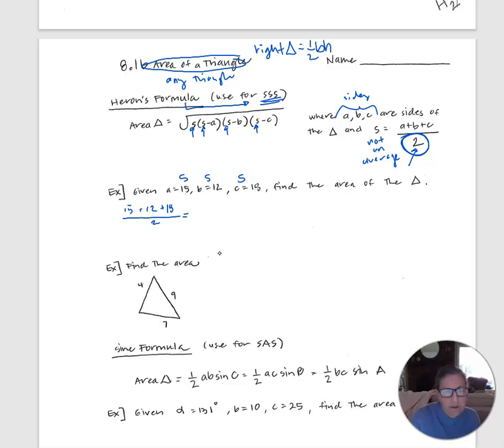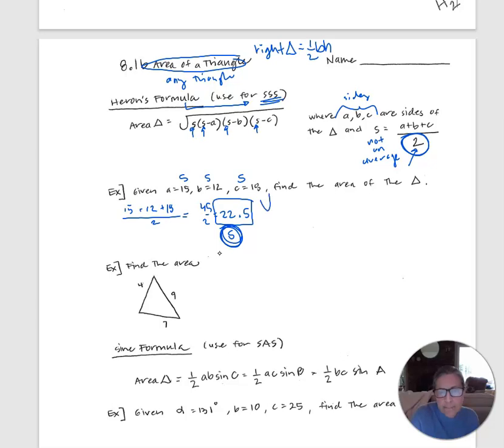Yeah, 45. So we get 45 divided by 2. And that's not going to go in there evenly because 45 is odd. And so we're going to get 22.5 as our S. This number right here, this is S. This is not the answer to your problem, but it's going to be S in your formula up here.